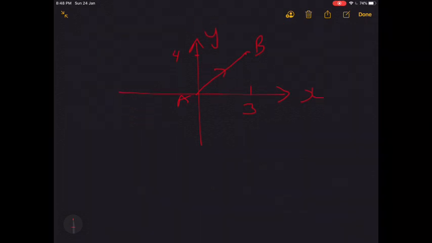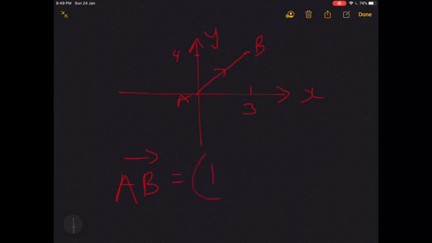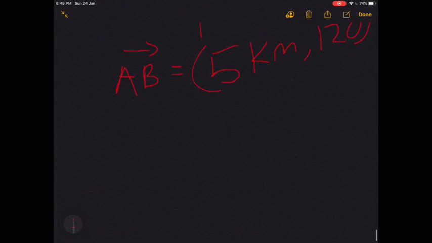A vector could also be written in the form AP, the direction, and the magnitude could be given. Assuming the magnitude here is 5 kilometers and the direction 120 degrees. This is how we are going to present this vector on the xy plane.